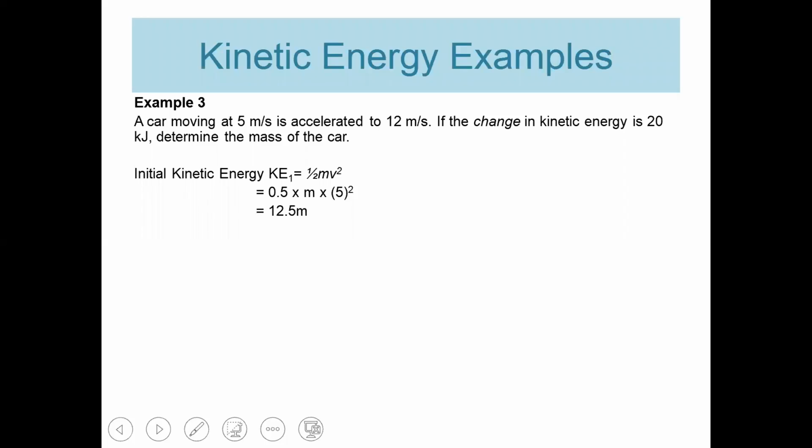So first of all, we can work out the initial kinetic energy. We weren't actually given this, but we can work it out because it's half times mass times velocity squared. We don't know the mass of the vehicle, but we can say that the initial kinetic energy is going to be 12.5 times the mass of the vehicle. That's given our initial velocity of 5 meters per second.